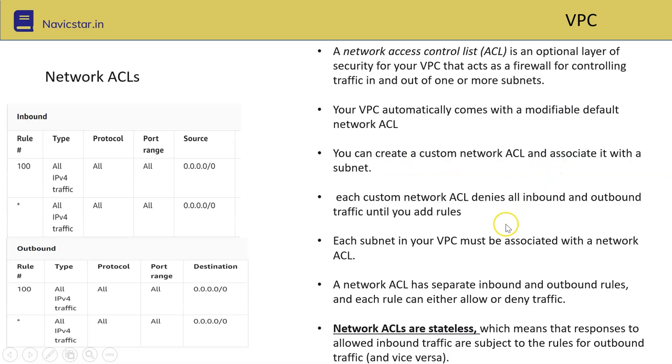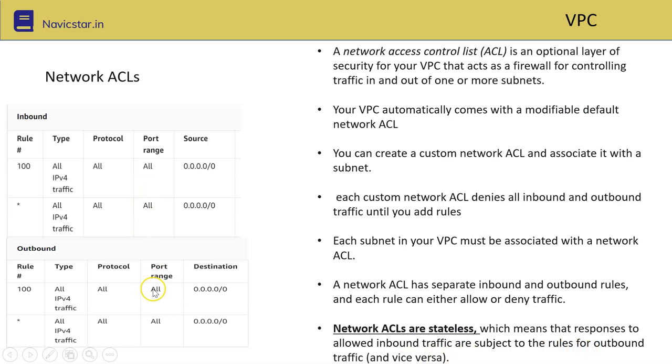So that's the way you can design. One important aspect of a network ACL is that it's stateless. The security group was stateful, and this is stateless. Stateless means that if you define an inbound rule but forget to define an outbound rule for port SSH, then it will not allow it, it will deny it. That means the responses to allowed inbound traffic are subject to the rules for outbound.